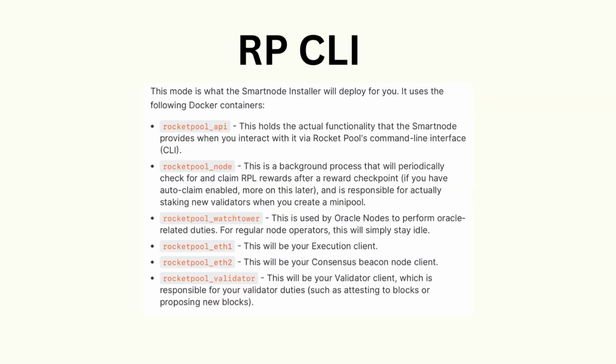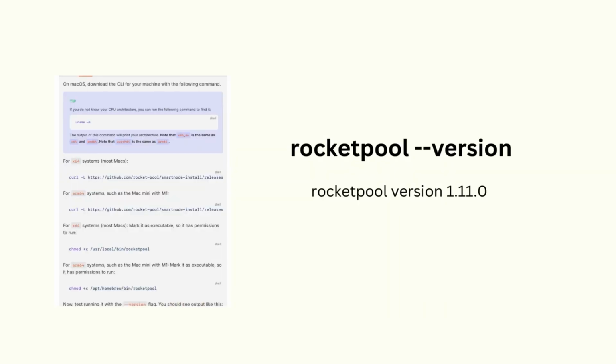This is the Rocketpool command line interface with the following containers that we will access. For macOS, you can deploy the following commands based on your system's CPU architecture. Just follow along with the Rocketpool docs, and once you have installed the CLI, you can test it by running it with the version command listed. The output should read the latest version. You have now installed the CLI and you are ready to deploy the Smart Node Stack.